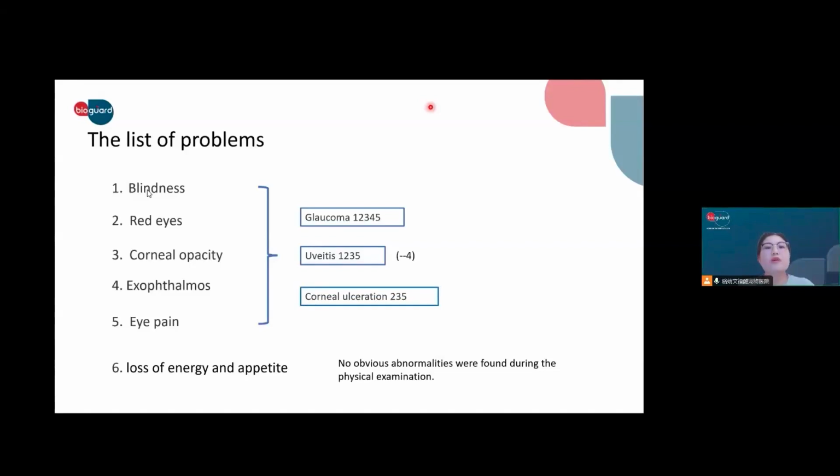Corneal ulceration should not be ignored. Even though only 3 symptoms, the red eye, corneal opacity, and eye pain, are consistent with corneal ulceration, we still need to confirm or rule out this disease. So at this point, we also get the list of differential diagnosis, right? We have 3 kinds of diseases needed to differentiate.